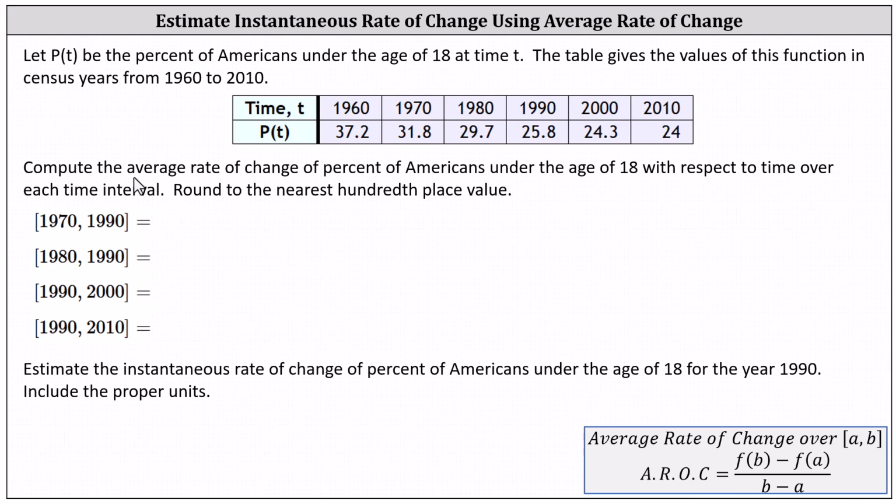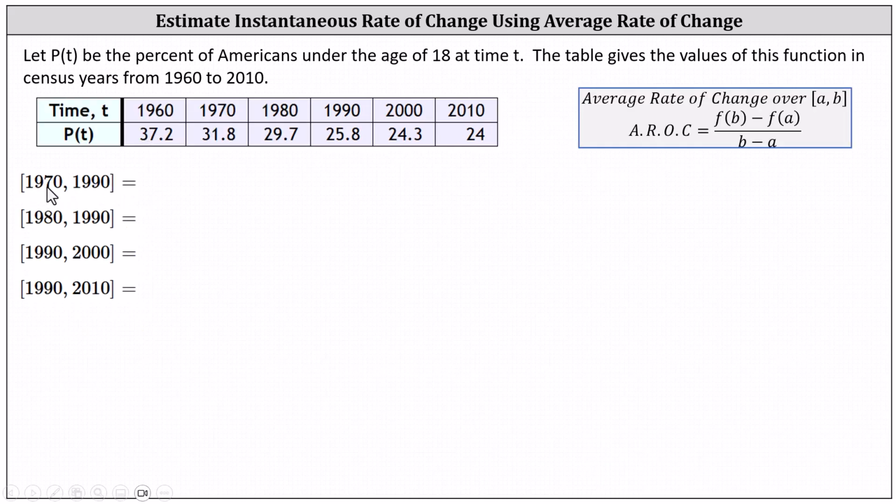To begin, to determine the average rate of change, we determine the slope of the line for this first interval, when t equals 1970 and t equals 1990. Let's set this up on the next slide. So again, to find the average rate of change over the first time interval, we need to find the slope of the line passing through the points (1970, 31.8) and (1990, 25.8). Notice we obtain the function values from the table.